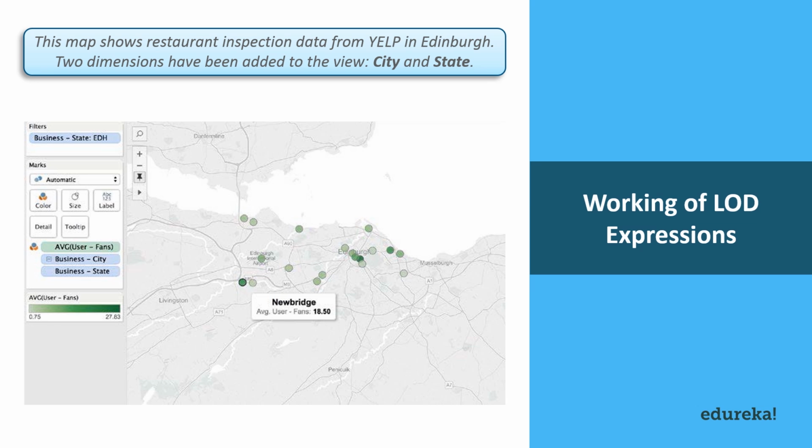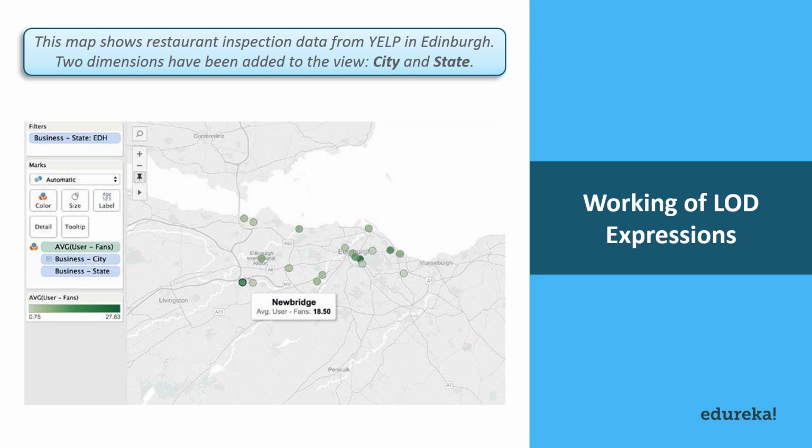Now this map shows the restaurant inspection data from Yelp in the greater Edinburgh area. So the data in the view is aggregated based on the LOD, which in this case consists of city and state, and is more aggregated than the underlying data source. So the selected point in the image shows the average user fans for all the restaurants in Newbridge, Edinburgh. Adding more granular dimensions to the view will result in a less aggregated LOD. For instance, we could add business ID to the visualization by dropping it on the detail shelf to see the average user fans for each individual business.